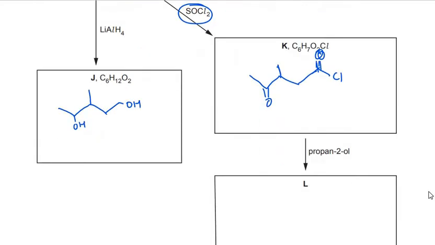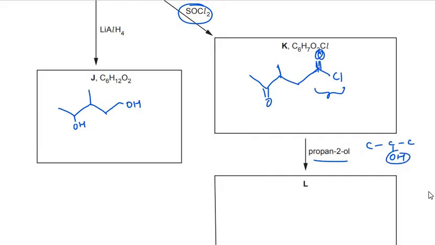Now that acyl chloride is going to react with the propane-2-ol to form the ester. Now what is propane-2-ol? We have propane-2-ol with the alcohol on the second carbon. Now that is going to react here.